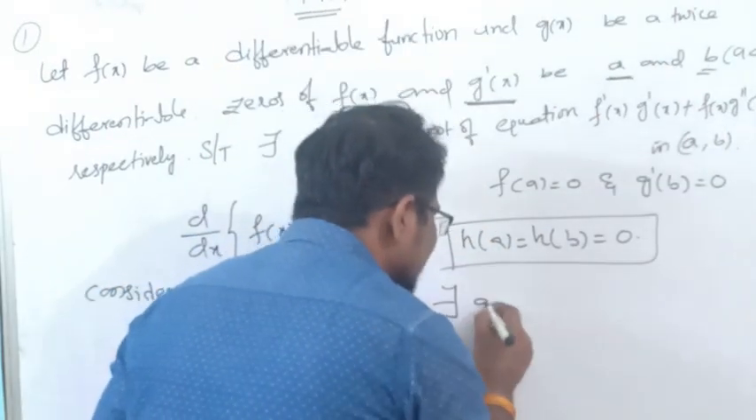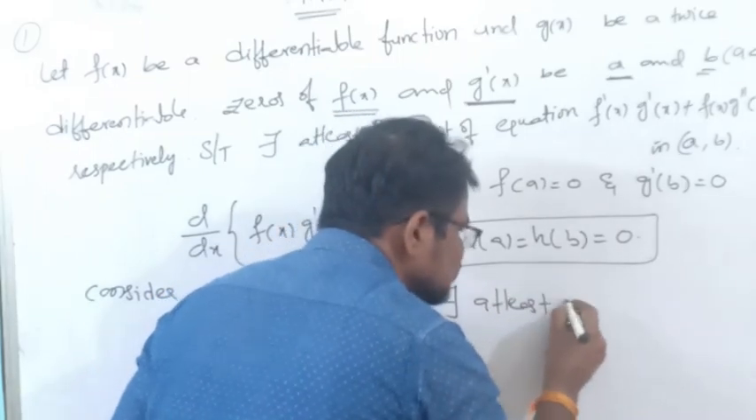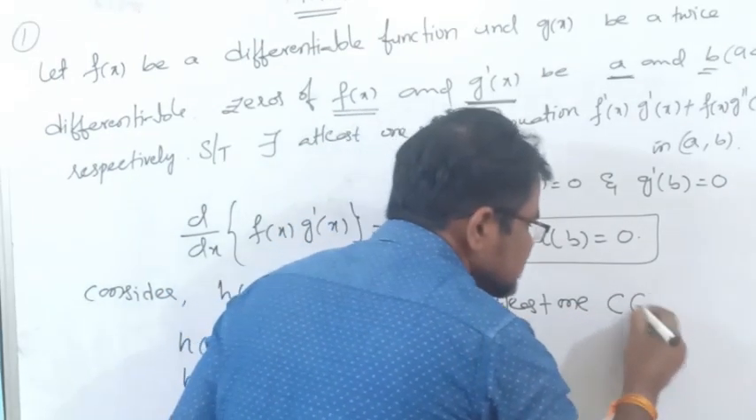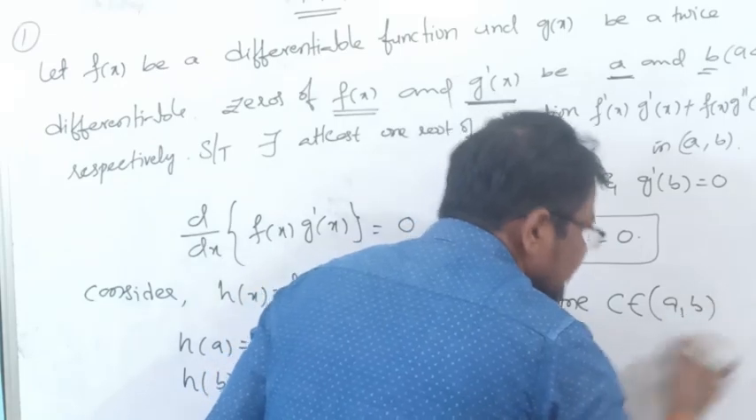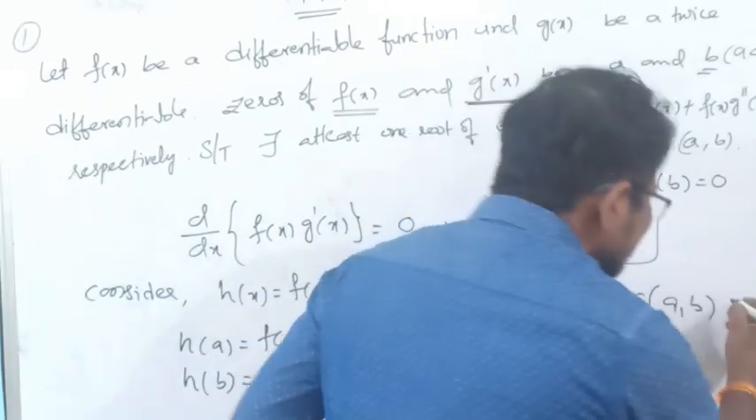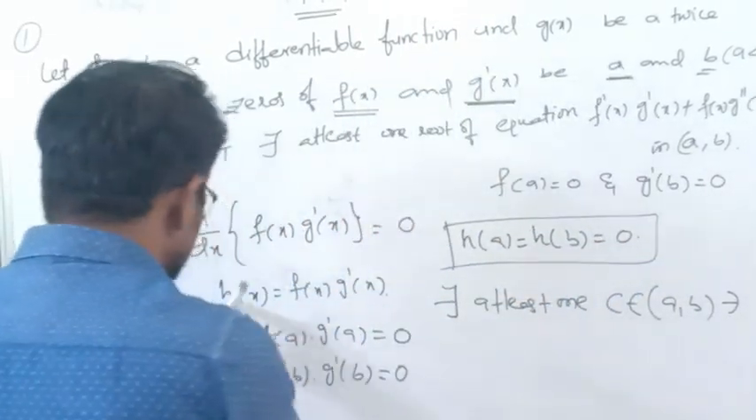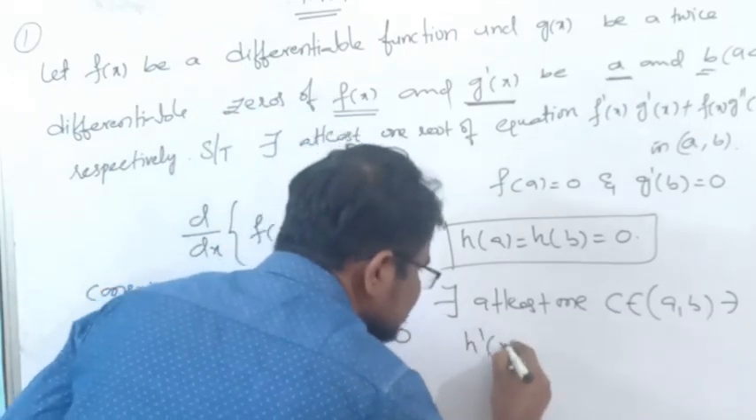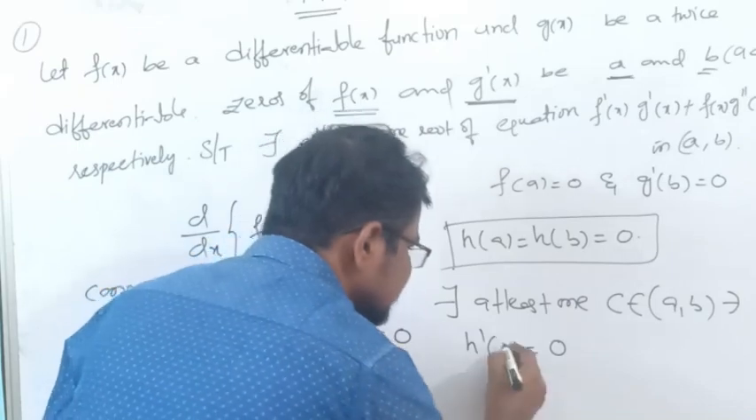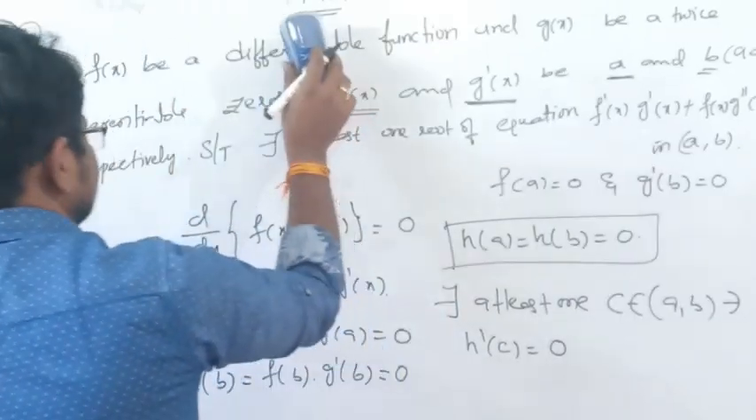Now whenever one function satisfies the three conditions of Rolle's theorem, we can conclude there exists at least one root c belongs to a comma b, such that for the function h of x you took, h dash of x equal to 0, or h dash of c equal to 0.